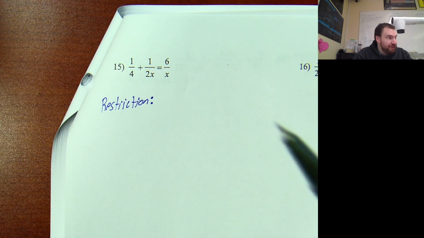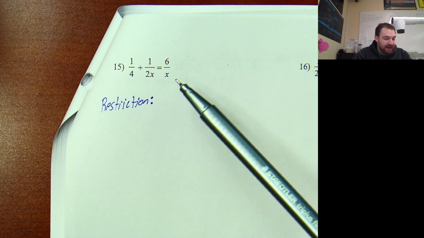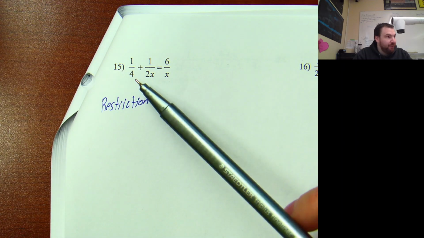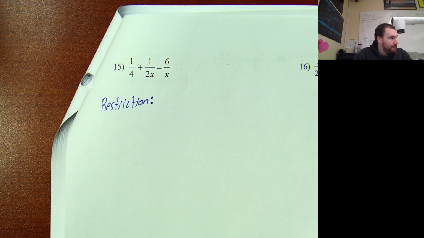So for the restrictions, you said each denominator cannot equal 0. So I'd have 2x cannot equal 0. x cannot equal 0. Do I care about the 4? No, because there's no variable there. So what is the restriction? Did we attempt this question? It doesn't sound like we did.